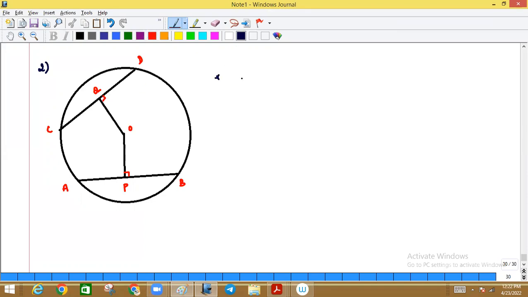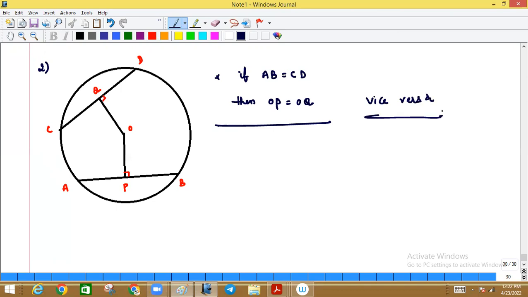So I'm saying if AB is equal to CD, then OP is equal to OQ. Meaning equal chords are always equidistant from the center. You can also say vice versa: if two chords are equidistant from the center, they are equal in length. If they are equal chords, they are equidistant from the center. If they are equidistant from the center, they are equal. You understand? If you know any one of them, you can take the other.